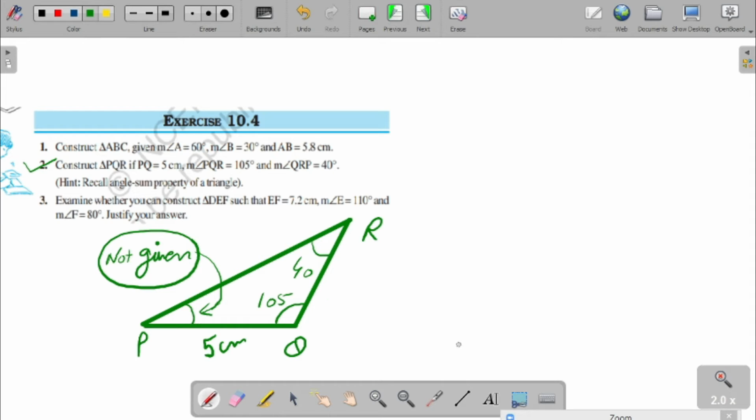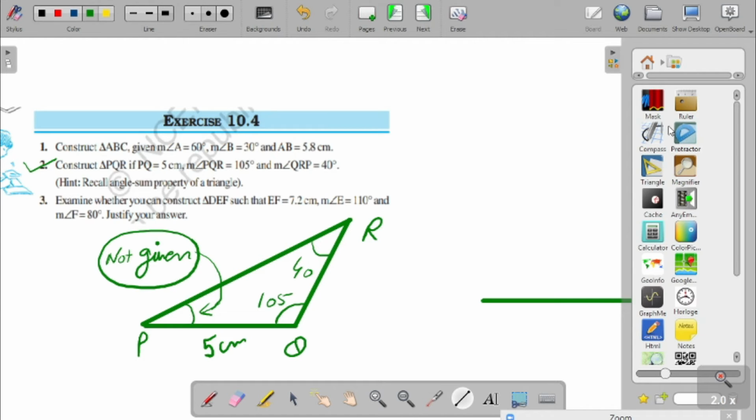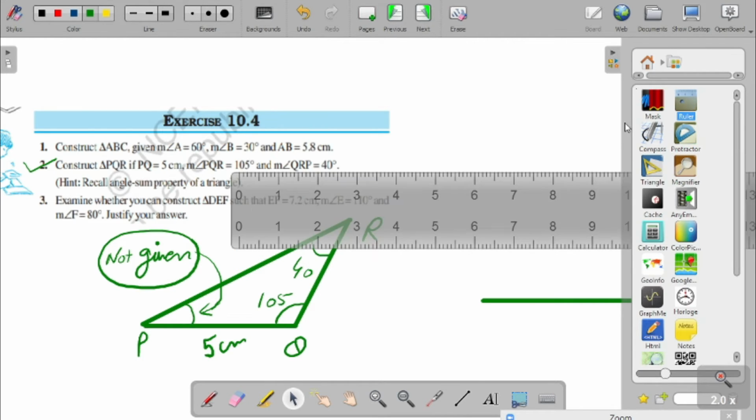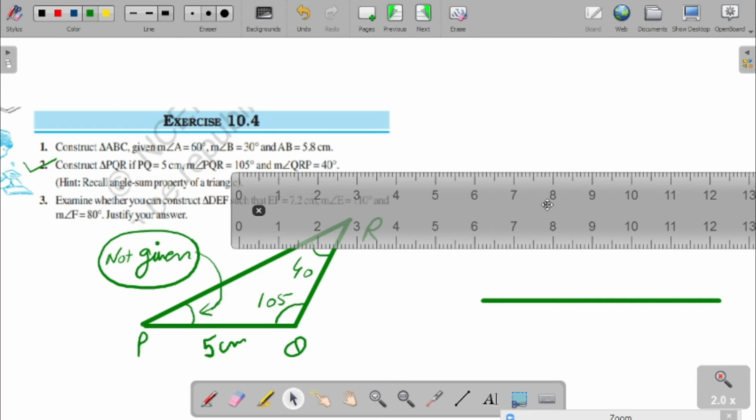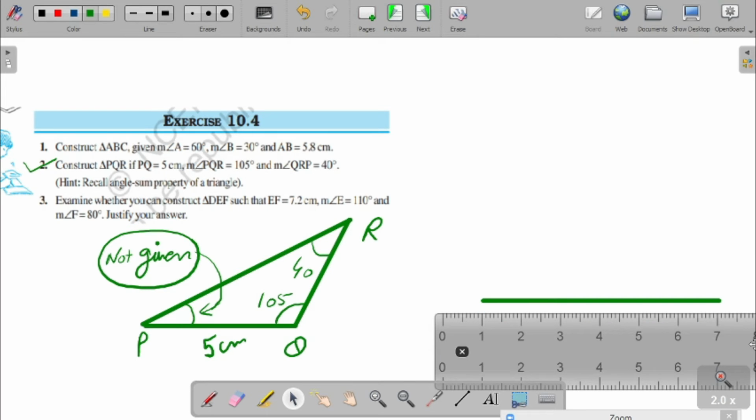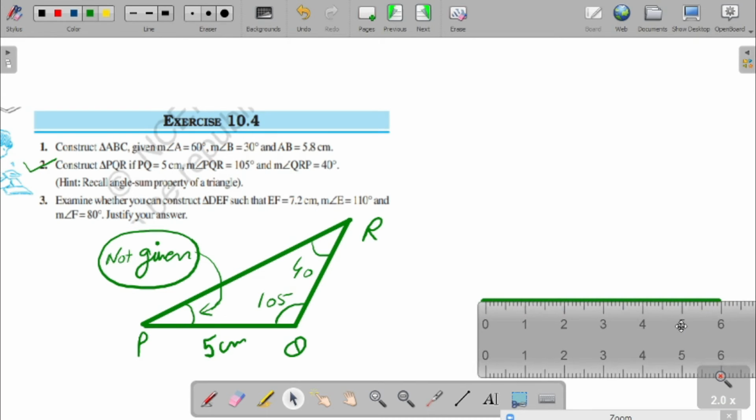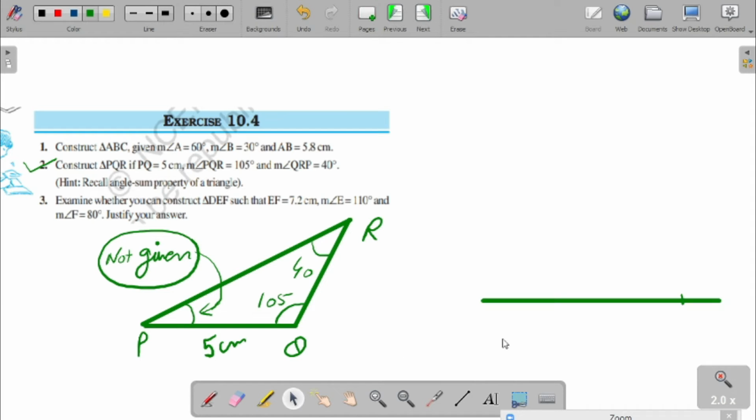Okay, let us see. First, we draw a line like this. Then with the help of the ruler, we measure it. Let us bring it here. We need 5 centimeters. Then we can mark here 5 centimeters. Then we can remove this scale.